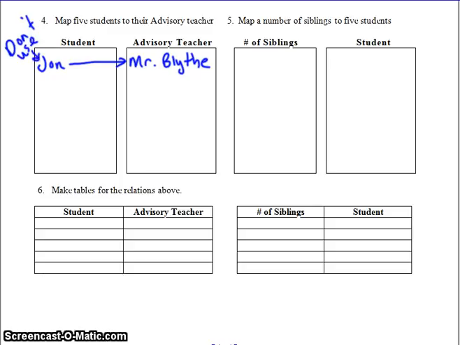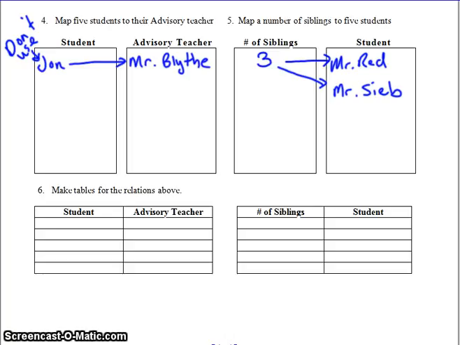Then you're going to map a number of siblings to 5 students. So you got to go around and ask students how many siblings they have. For me, it's 4, and I'll put Mr. Redkin. Well, I should put 3 because I'm included in that 4, right? I have 3 siblings. So I've mapped 3 to me. Now let's say Mr. Siebert, or another student, also had 3, so you take that 3 and you just go like this. Again, don't use this example, you're going to have to do it on your own.